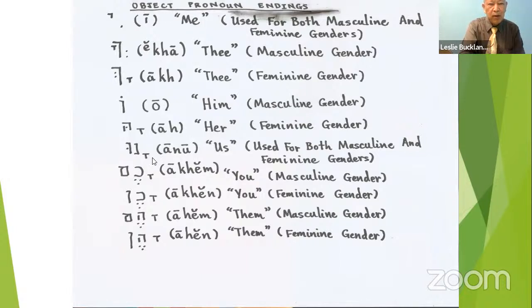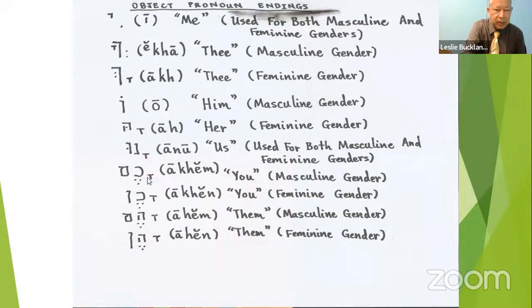Then similarly, you have anu. In the possessive pronoun ending, it was sire, nun, shurek, enu, with an accent mark over the sire. But in the object pronoun, it's kames, nun, shurek, anu. And it's not translated as our, but it is translated as us. And it is used for both masculine and feminine genders.